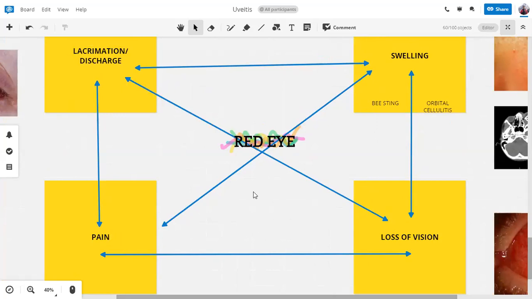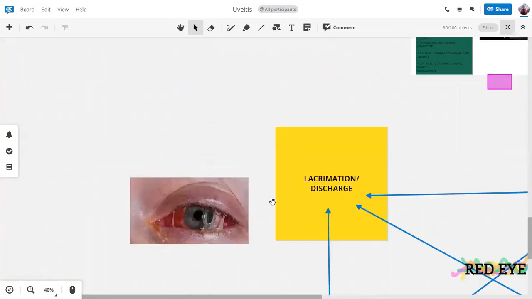क्योंकि photophobia का भी हमने एक box नहीं बनाया उसमें. We should have made that box. Similarly, if we have lacrimation, discharge, our first thing is conjunctivitis. If we have swelling around the eyes, then we have another diagnosis. So let's start with this diagnosis then.